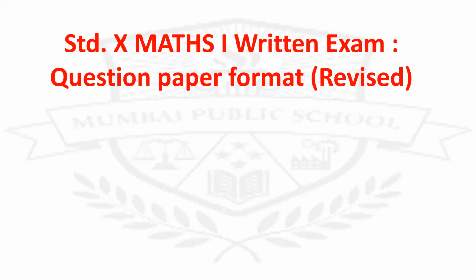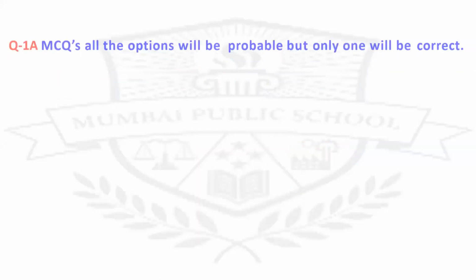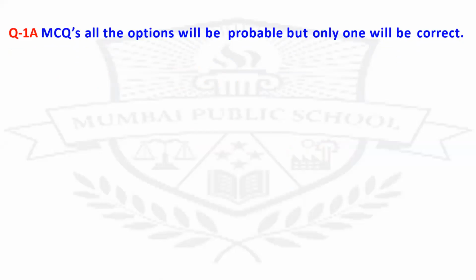Now check the very important part. Standard 10th, Mathematics 1, written exam, question paper format. Here what I'm going to do is display the format, the prelim paper, and then we are going to go through the solution of this one by one. Now here, question number 1A. Understand, this question number 1A consists of MCQs, multiple choice questions. All the options will be probable answers, but only one of them will be correct.